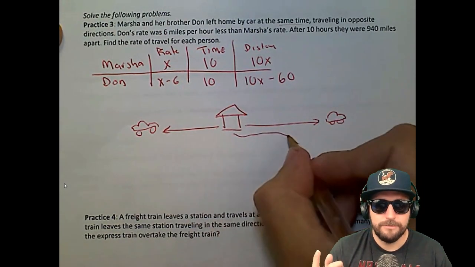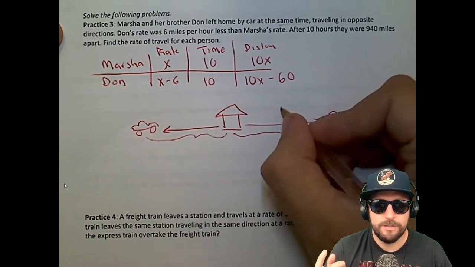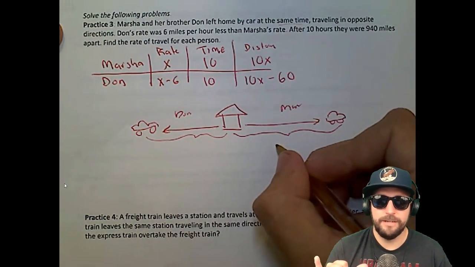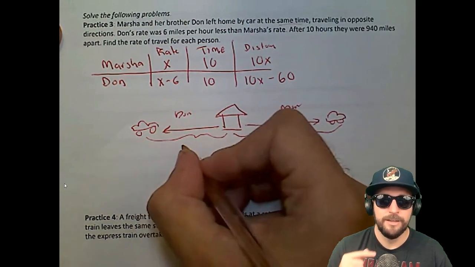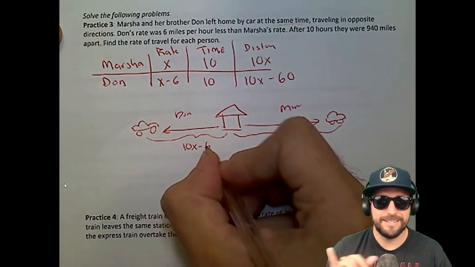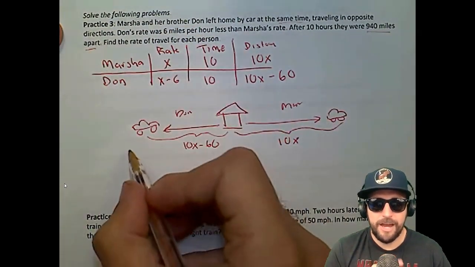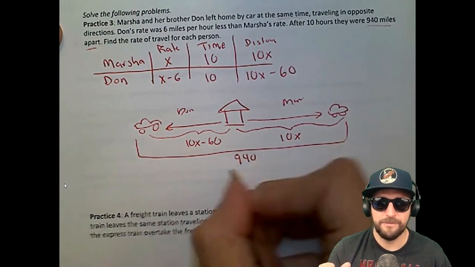One of those is Don. One is Marcia. Which one's Marcia? There's Marcia. There's Don. So we know how far Marcia went. She went 10x. That's the distance we found in the table. And we know Don went 10x minus 60. We know how far he went. It says after 10 hours, they were 940 miles apart. So from Don to Marcia should be 940 miles.